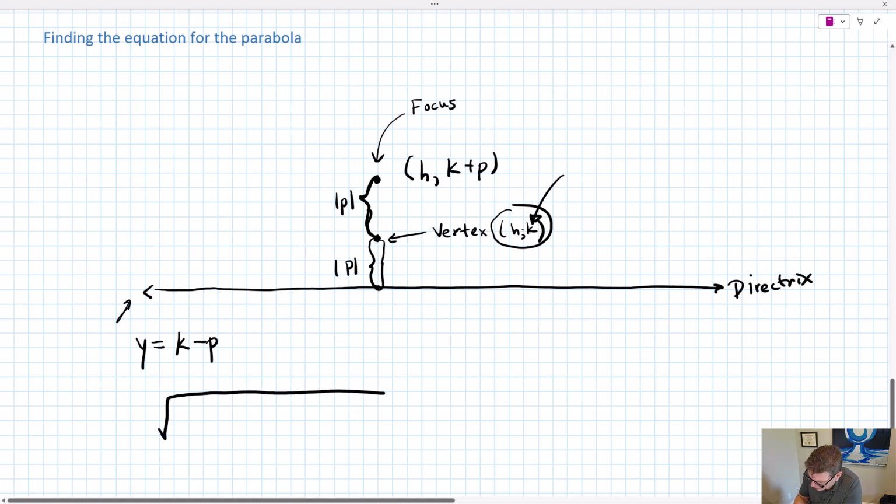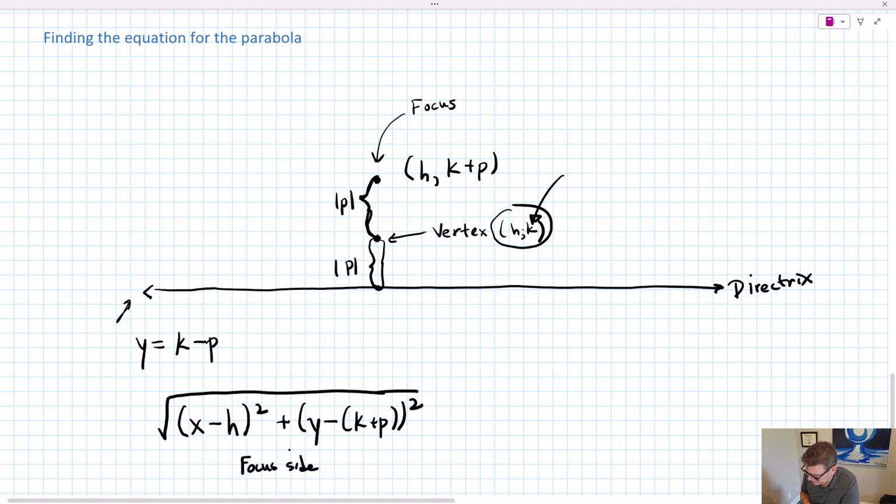So I'm going to have the square root, and we have a general point x, and it's going to be x minus h squared plus the y point minus k plus p squared. And that's going to be my focus side. That's the distance from the focus to any point on the parabola. And that has to then equal the square root of, in this case, x, but the x value on the directrix can just be the same as the x value as it is on the parabola.